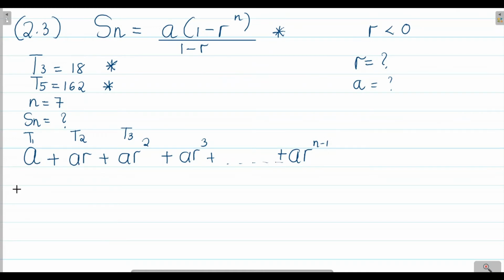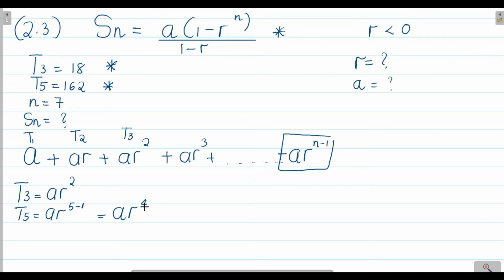We can find what your T3 is. We know that T3, guys, can also be written as A times R squared, and your T5 can be written as A times R to the power of, where you've got n, you substitute 5 minus 1, which is 4. So your T3 can be defined as A times R squared, and your T5 can be defined as A times R to the power of 4.